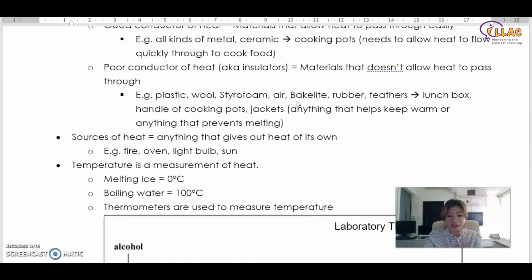Bubble wrap is another kind of material that prevents heat from escaping. Rubber, feathers, right? So lunchboxes, for example, handles of cooking pots, jackets, these are things that you will use materials that are poor conductors of heat to make. Anything that helps keep warm or anything that prevents melting. So these are the materials that you will use.